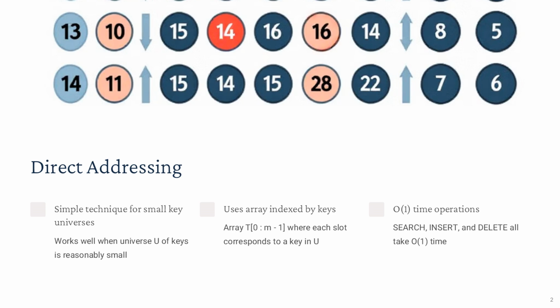While efficient for small key spaces, direct addressing becomes impractical when the universe of keys is large, as the required memory increases significantly. For example, if the universe includes all possible phone numbers, the memory cost would be prohibitive. This limitation leads to the adoption of hashing, which reduces storage requirements while maintaining efficient operations.